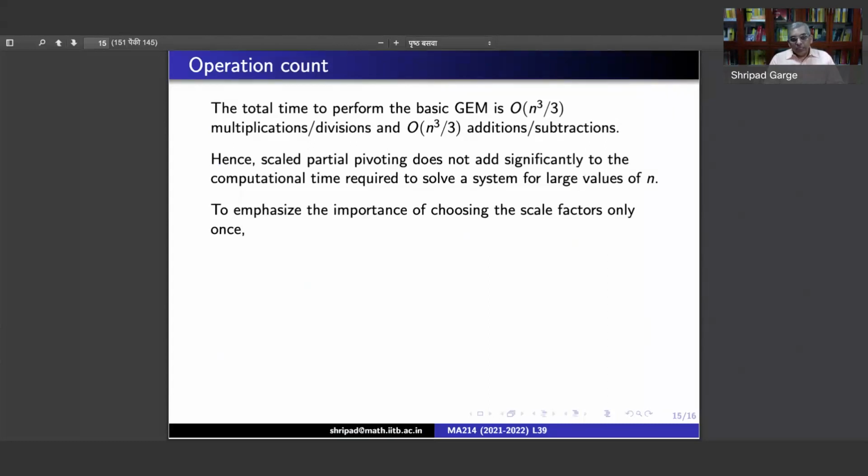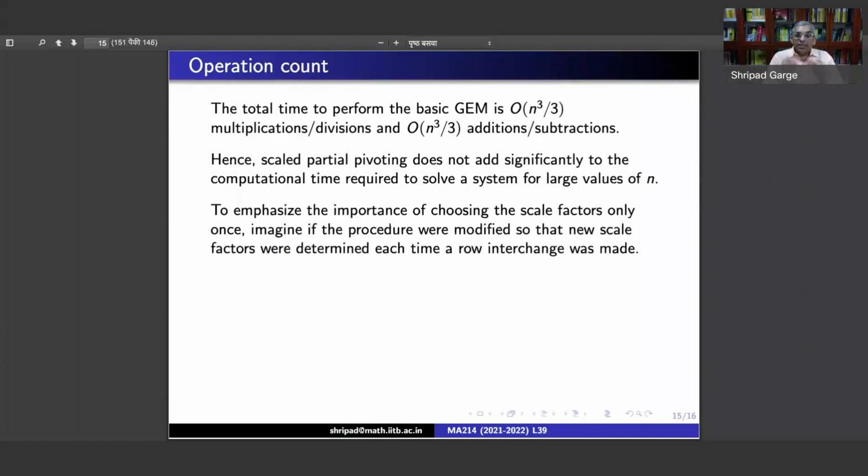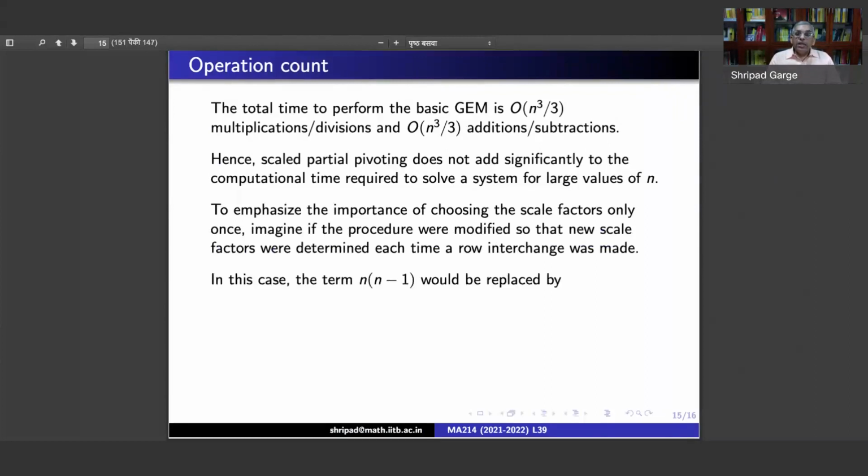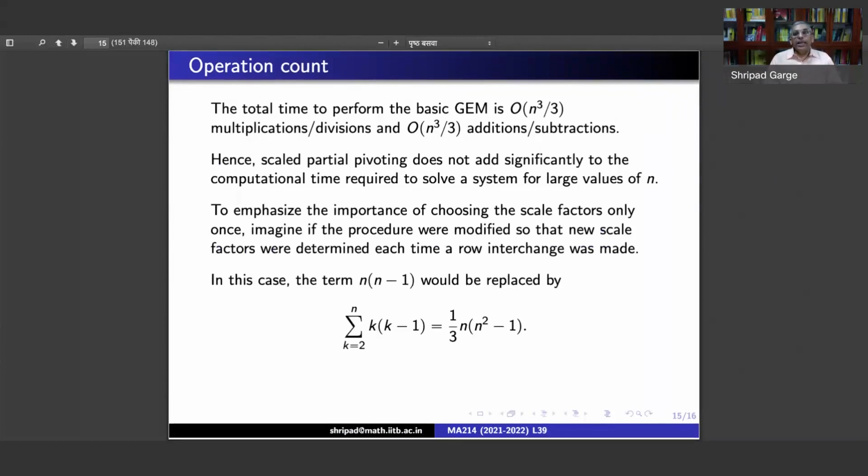That is a very important thing, because if you were to do it in a method where the scale factors are changing every time, you have to determine the scale factors every time, then n into n minus 1 comparisons, which was the number earlier, would be replaced by summation k minus 1. Because earlier you have n minus 1, the next term would be n minus 1, n minus 2, and so on. And this makes a significant change. It is roughly again big O of n cube by 3.